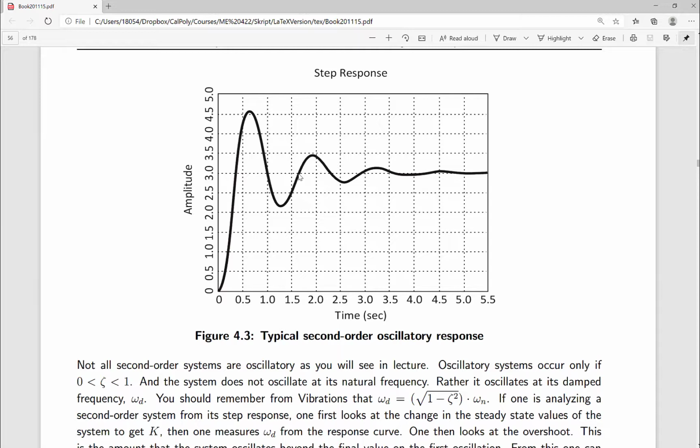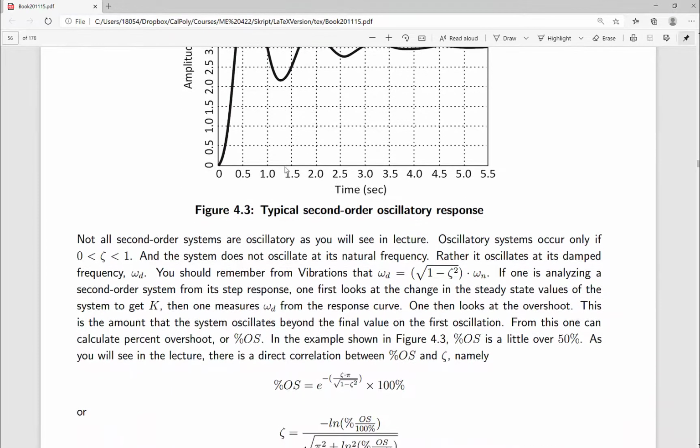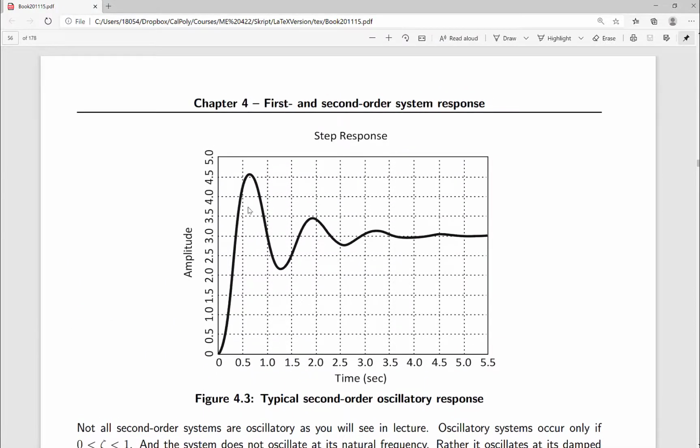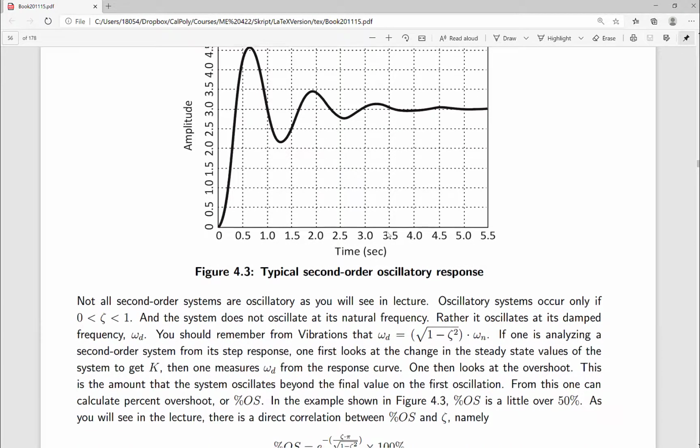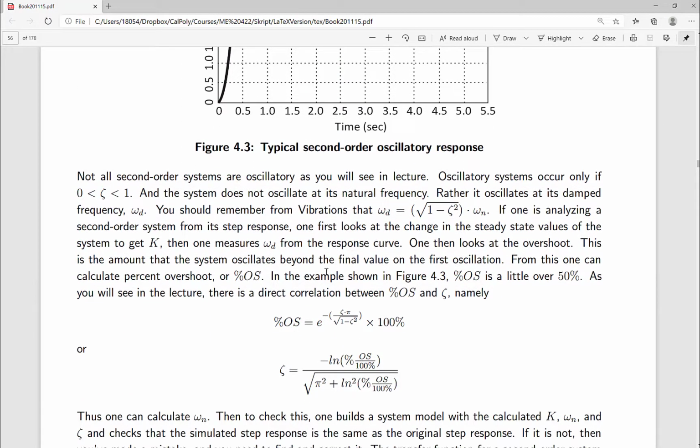Notice that on the right hand side, the percent overshoot is something that we can measure from our graph. We get our graph by connecting an oscilloscope or some type of data logging system to our system so that we can record this response, and we can actually measure what the percent overshoot is. The percent overshoot is just the overshoot divided by the distance up to the final steady state. And so that's how you do it.